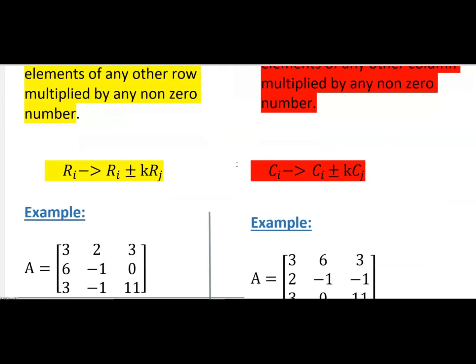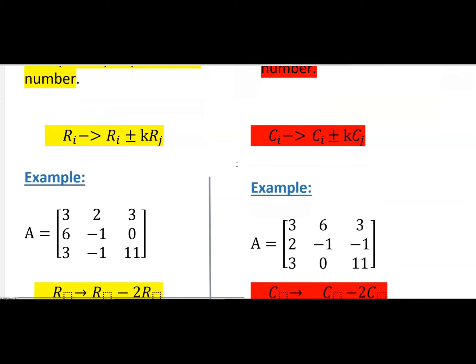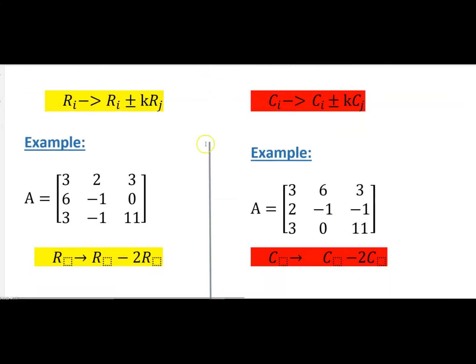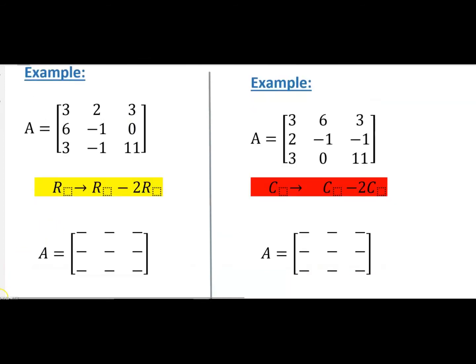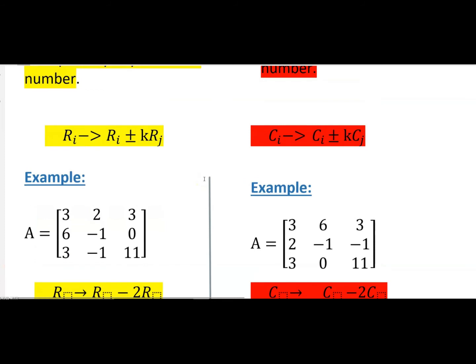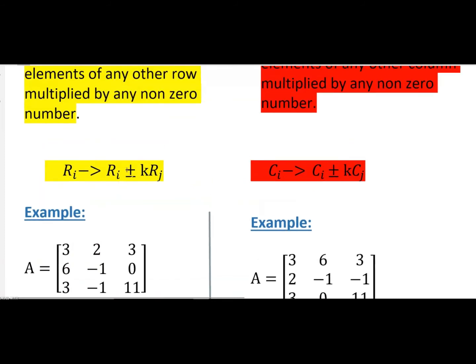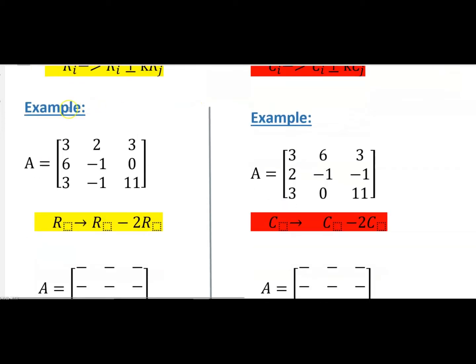So I hope it will be clearer by taking one example. Yes, you can see here, r_i implies r_i plus or minus k r_j. Like we can add or subtract, and what is k here? Any scalar. And what is r_j? This is any other row, right? So let's solve it by taking one example.